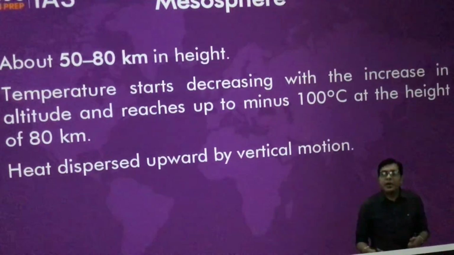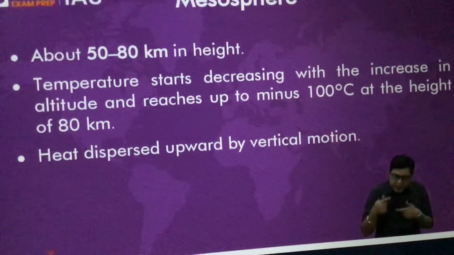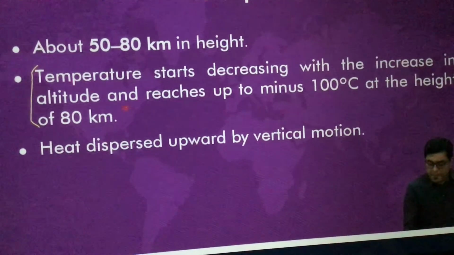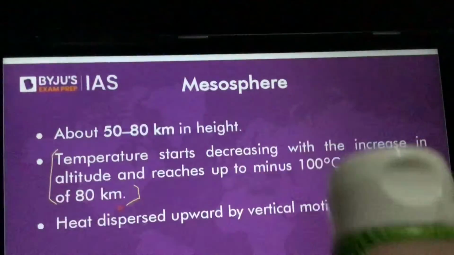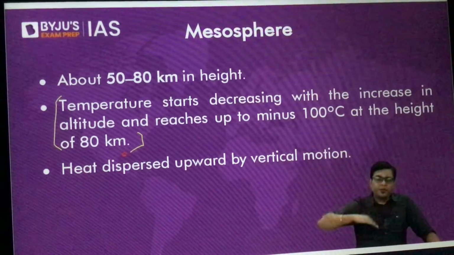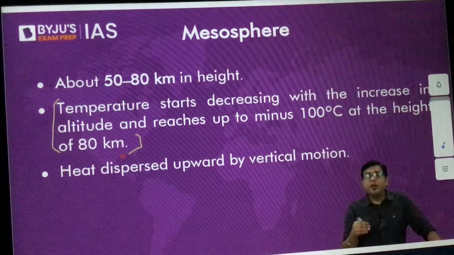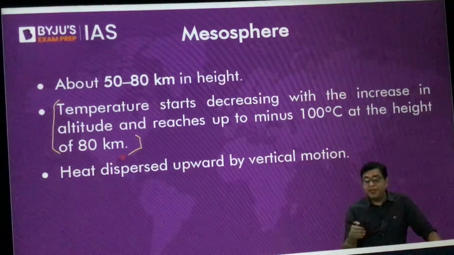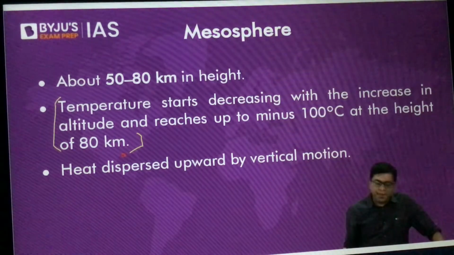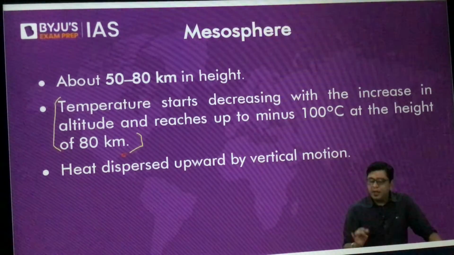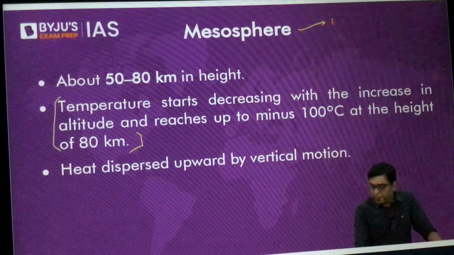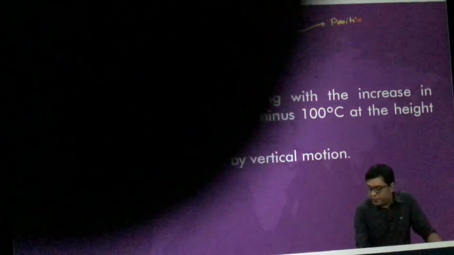So again, as you start moving up in the region of mesosphere, the temperature again starts decreasing with the increase in altitude. So as you move from the stratopause all the way up to the mesopause, through the region of mesosphere, a significant drop in temperature will happen. That is something which will happen in the mesosphere. Here, you again will observe positive lapse.